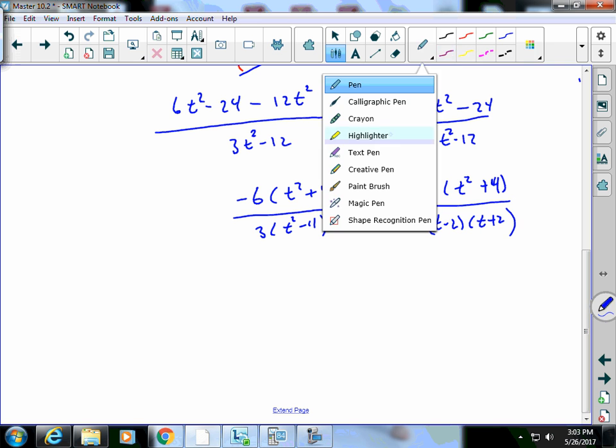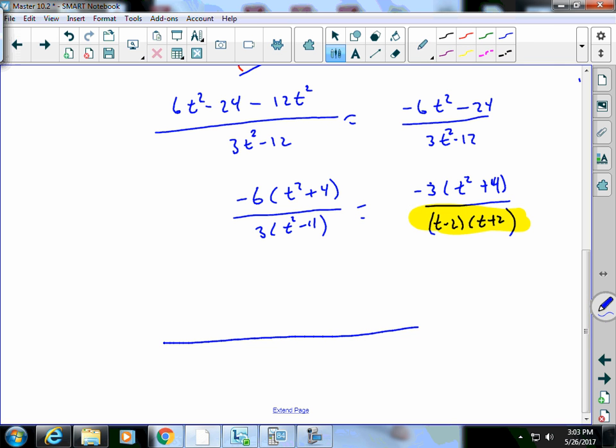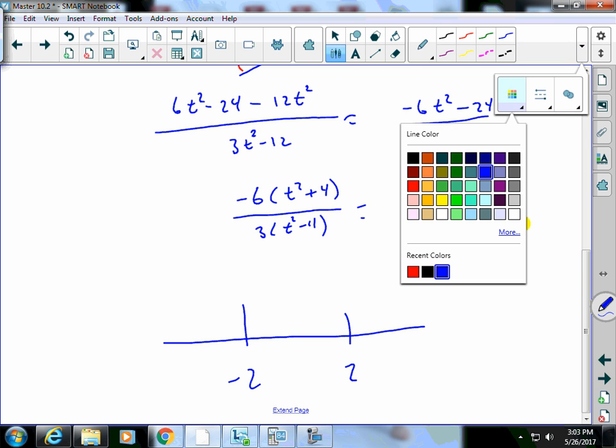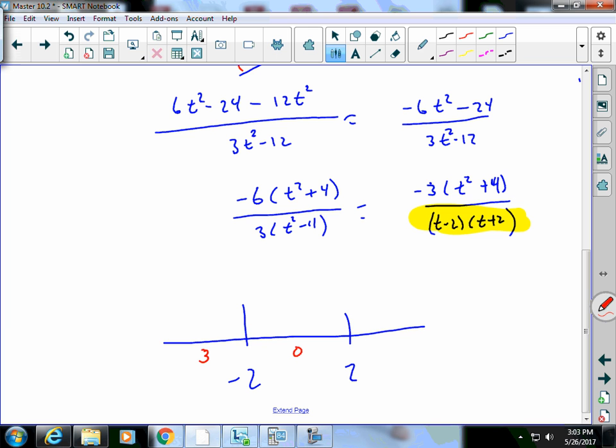But this is important. So I'm going to look at a number line: negative 2 and 2. Those are the points I care about. I'm going to use test points and see what happens. All right, what happens at 3, 0, and negative 3? When I put negative 3 into this, the top is always going to be negative. That's not going to change.